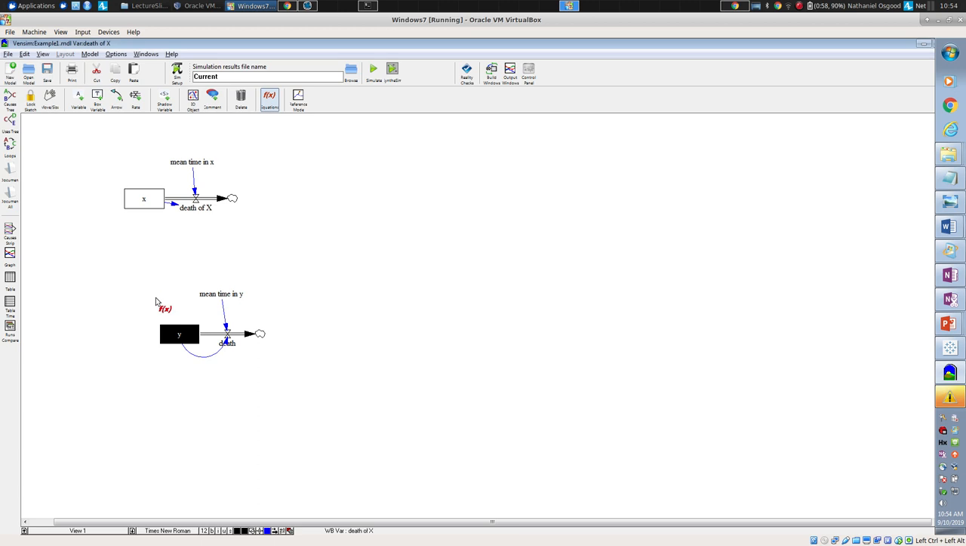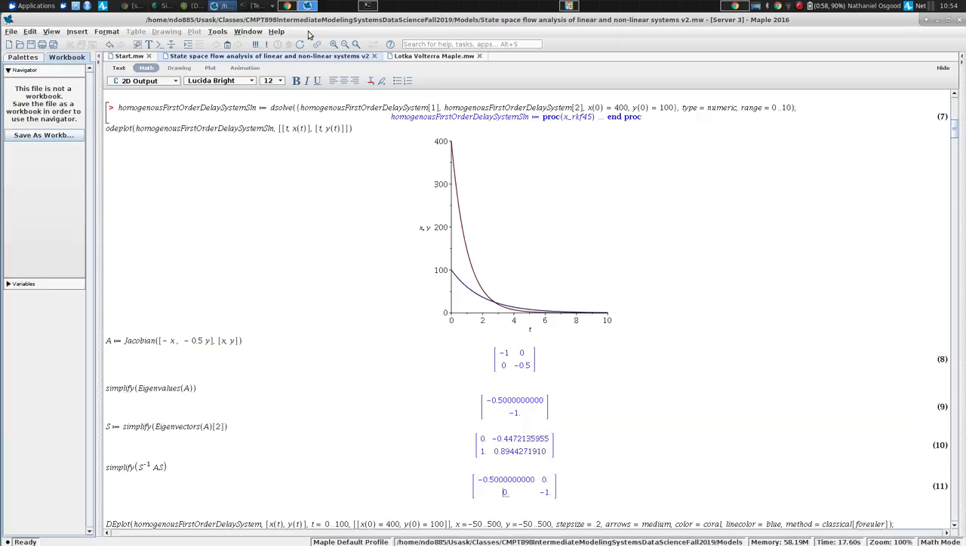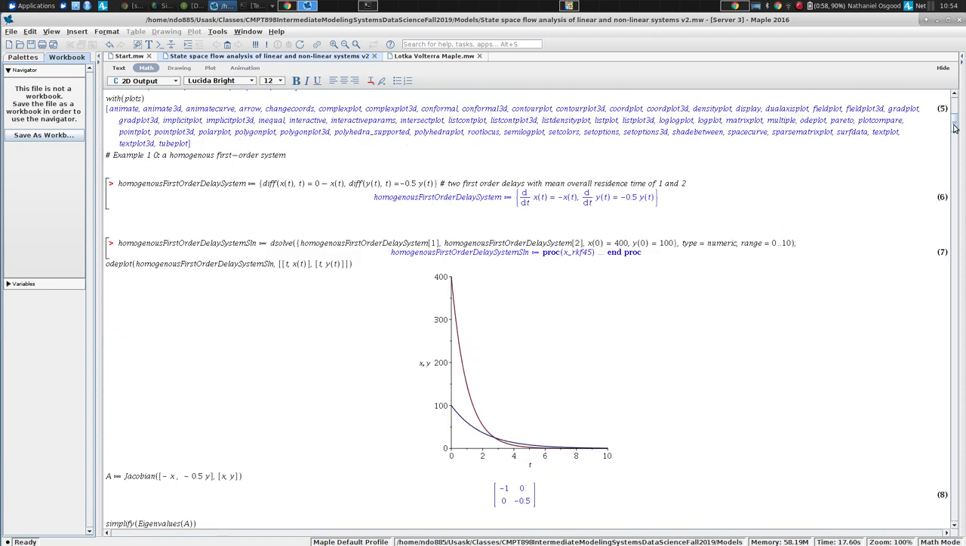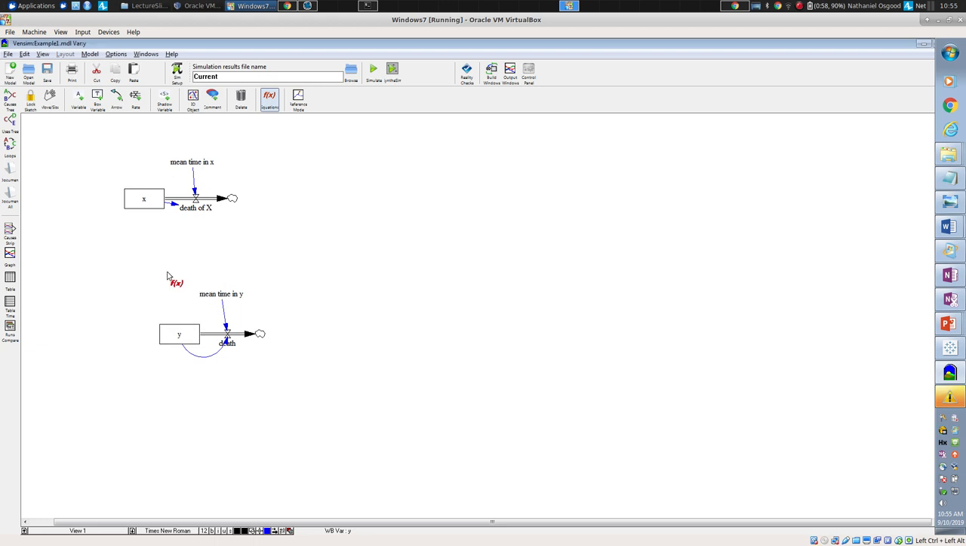Okay, and I'll come back to why, but I guess we'll just handle it right now. I'm going to have an initial value here that's also non-zero. I think I chose it in my Maple notebook to be an initial value of 400 and 100, okay? So Y is going to be 100. Here we go, 100, and this can be mean time in Y. Okay. So let's just focus on this guy here.